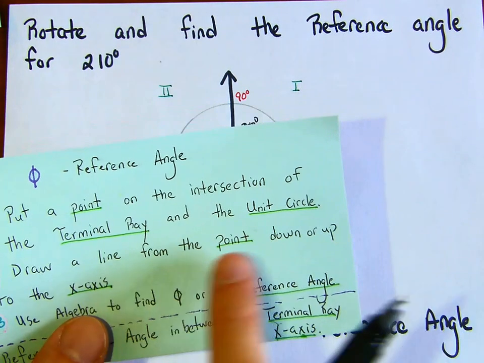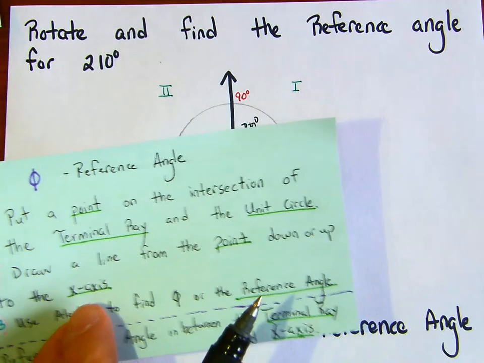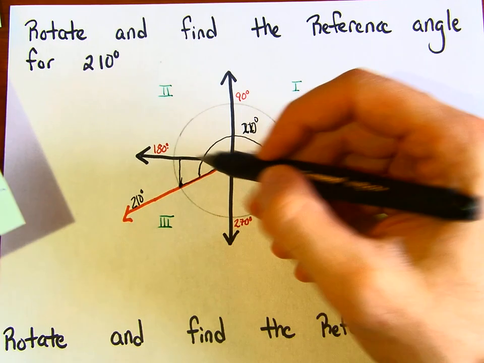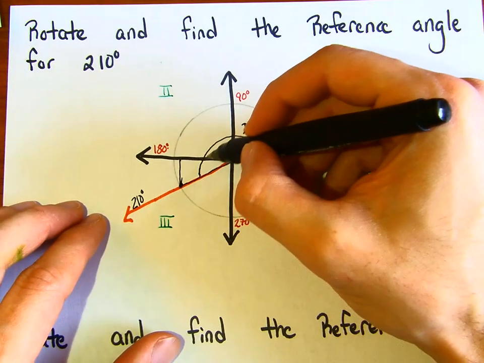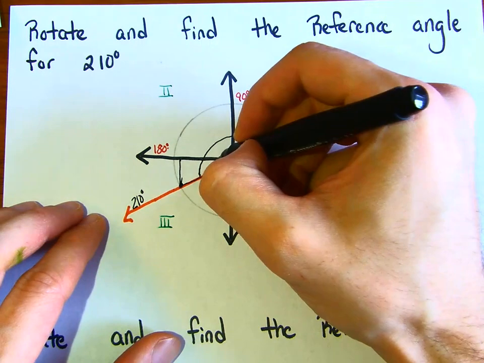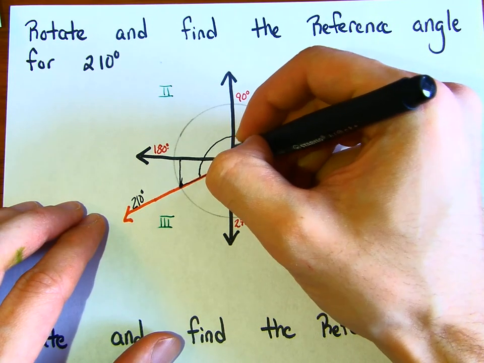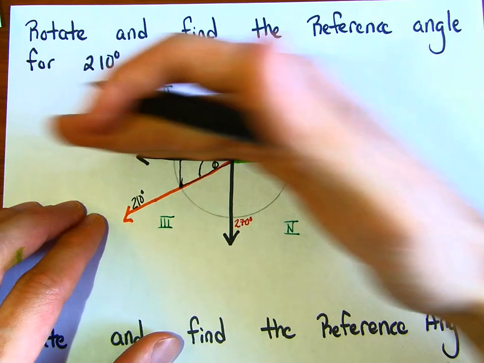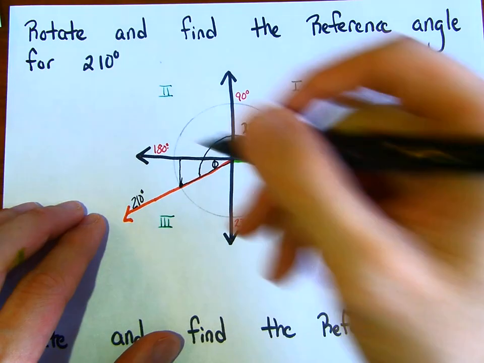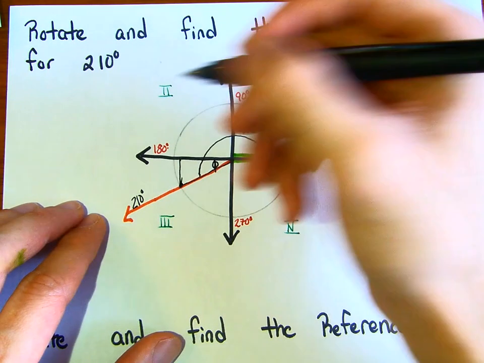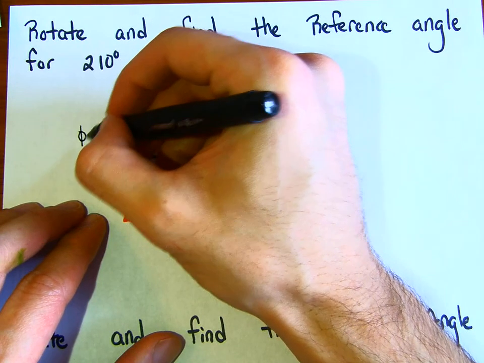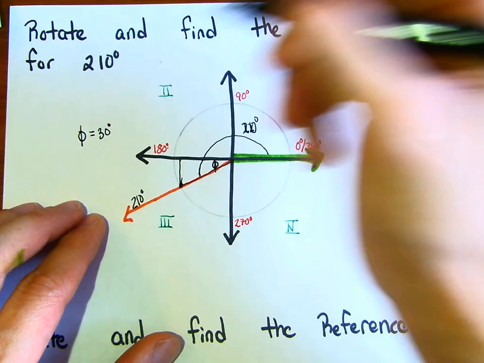Now, we draw a line from the point down to the x-axis. Okay, so we did that. Now we need to find the reference angle. If you know this is 210, what is this angle in between the terminal ray and the x-axis? Here, this phi, let's see how clever you are. This phi should be 30 degrees.